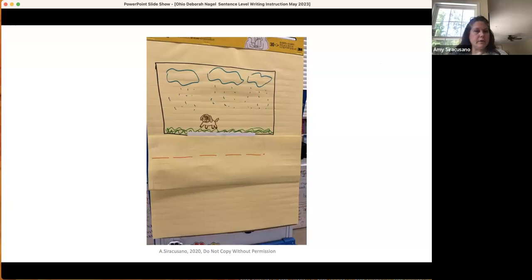I'm just pausing my screen for a minute. She carried it over eventually into narrative writing that looks like this. Let me just see if I can find it here.